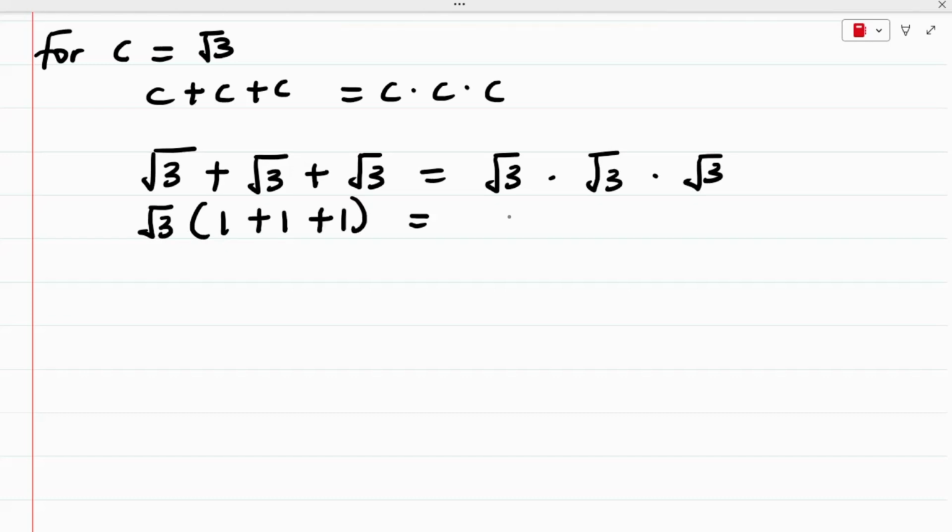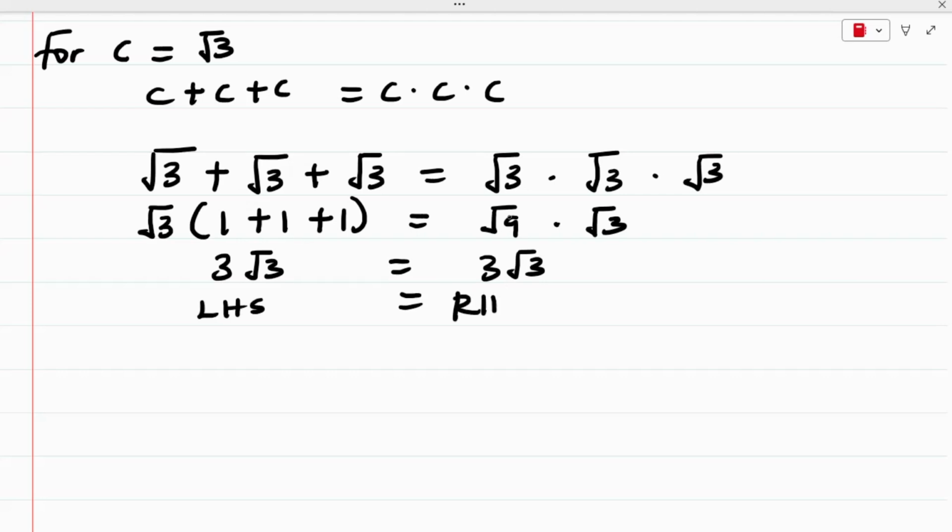So from this part, we have the root of 3 multiply the root of 3 is going to give us the root of 9 multiply root 3. So right here we have 1 plus 1 plus 1 is 3. So this becomes 3 root 3, which is equal to the root of 9 times root 3, which is 3 root 3. So the left hand side is equal to the right hand side. So therefore, C equals to the root of 3 is a valid solution.